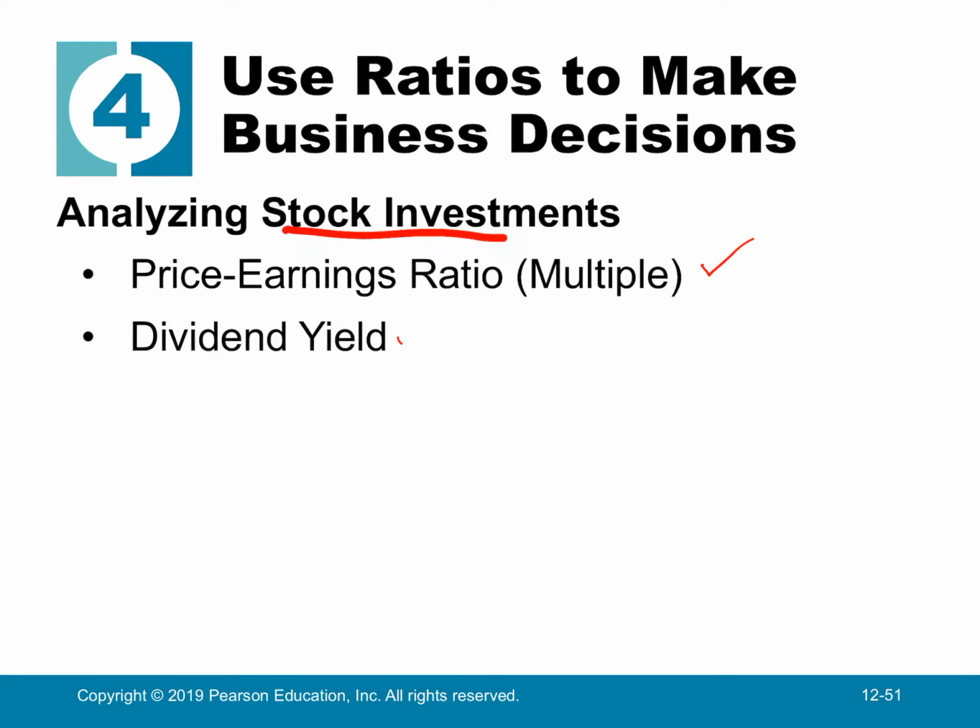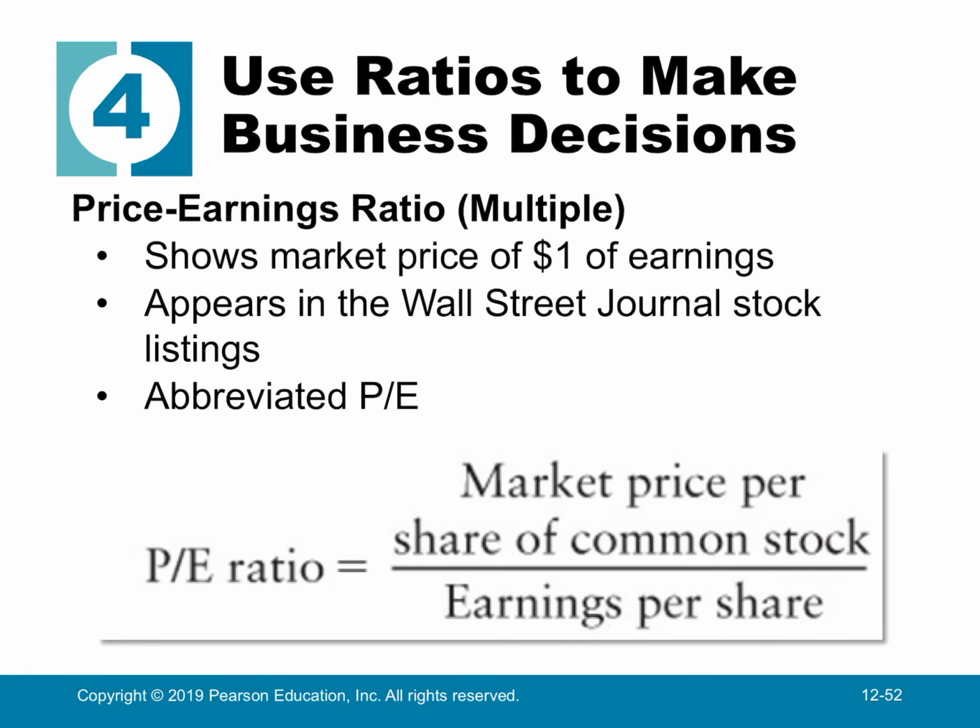And finally, to analyze stock investments, we can also use the dividend yield. So the price to earnings ratio just takes that earnings per share that we calculated, puts it in the denominator, and in the numerator, it takes the market price per share of common stock. So you go to Yahoo Finance, you look up what the current price per share is in the markets, divide that by earnings per share, and that gives you your PE ratio or your price to earnings ratio. It compares the price per share to the earnings per share.